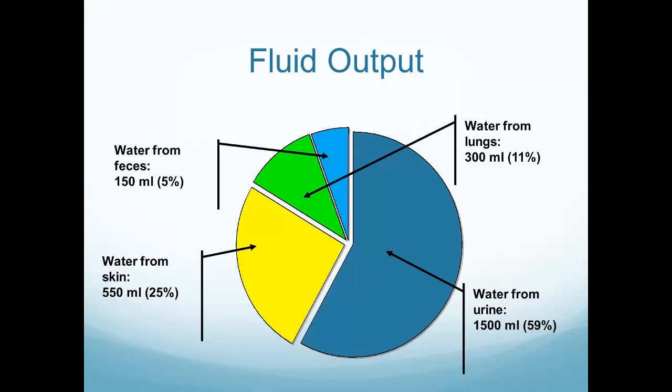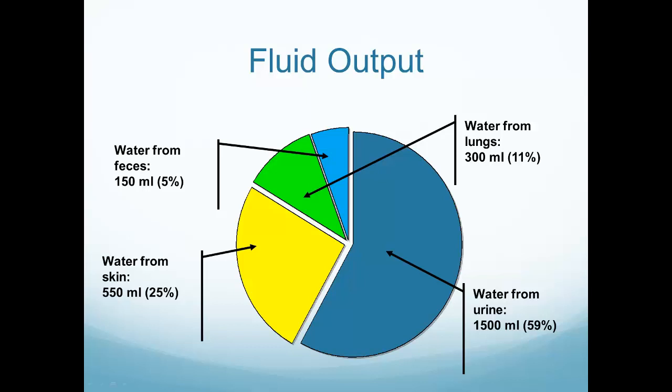Now this may vary a little bit in different climates. If you're in a very humid climate, there's going to be less evaporation of water from the skin, so less loss. In a drier climate, since the air is drier, more water will evaporate from the skin, and that could actually lead to the patient becoming dehydrated quicker because they're losing more fluid from the skin than they normally would.